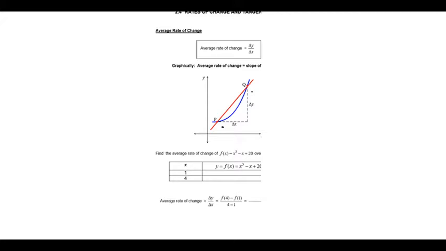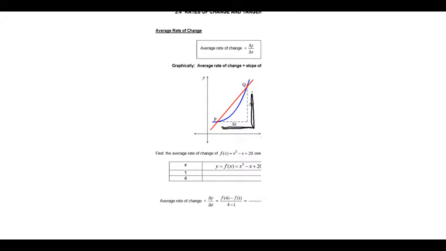So to find the average rate of change, we're going to find the change in x and the change in y and divide the two, just as we would if we were looking at the slope of a line. So our example is: find the average rate of change of f of x equals x cubed minus x plus 20 over the interval 1 to 4. So to do this, we're going to look at both ends of our interval. We're going to look at the lower end, which is when x is 1, and the higher end, which is when x is 4.